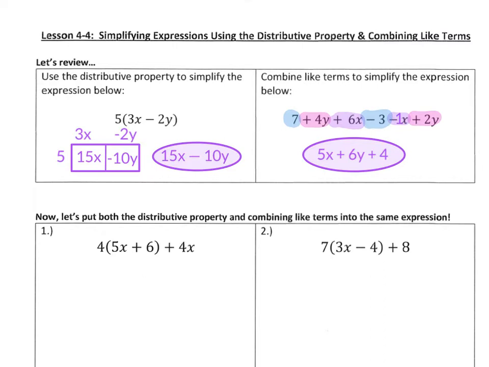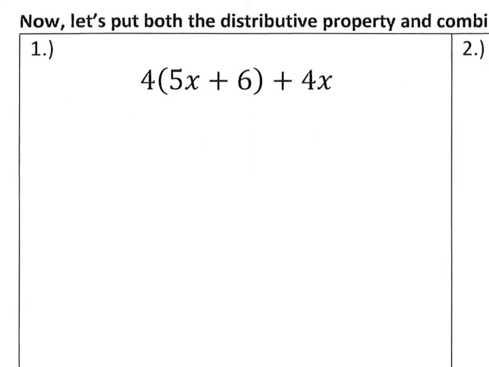Okay, let's put these things together. Using these as a reference, we're going to be doing both of these in a single problem. So let's look at number 1. So the first thing that I notice in number 1 is that I have something, this 4 here, being multiplied by the 5x and the plus 6. So before I can look to combine like terms, I have to take care of this multiplication.